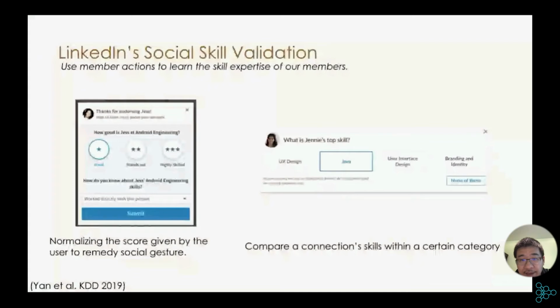On the second product, we ask you to endorse Jenny's top skill, and then we'll give you 4 options: Java, UX design, or other skills. You cannot actually apply all of them. You have to pick only one from the 4 skills. This actually forces you to do a comparison, to mitigate the gaming and the manipulation.